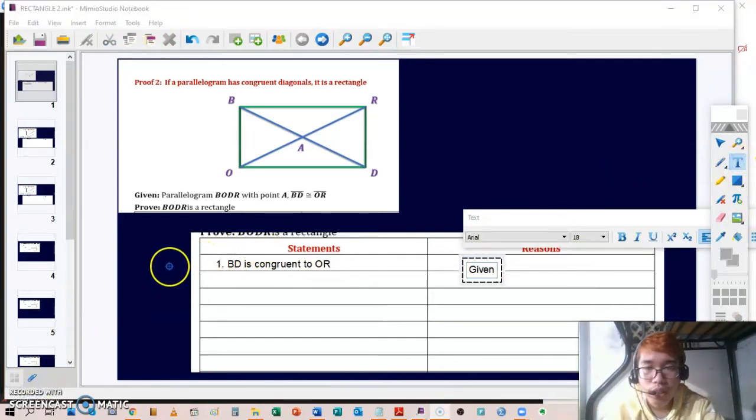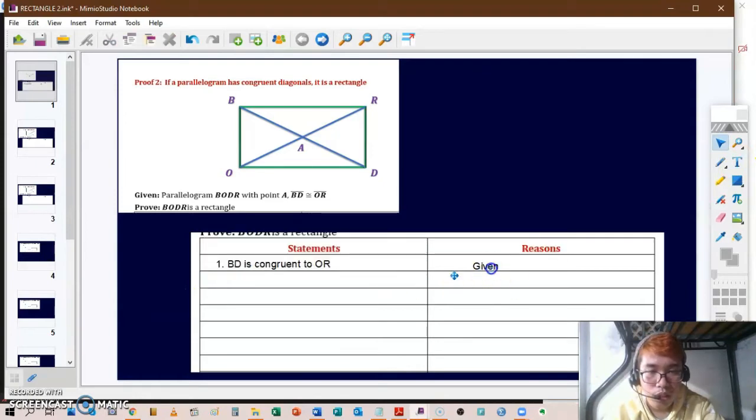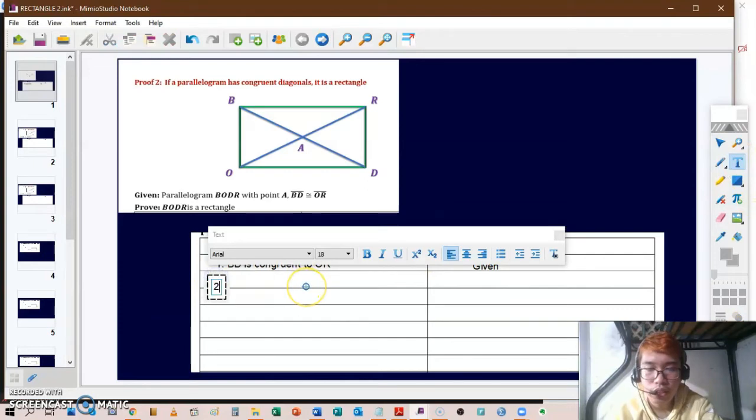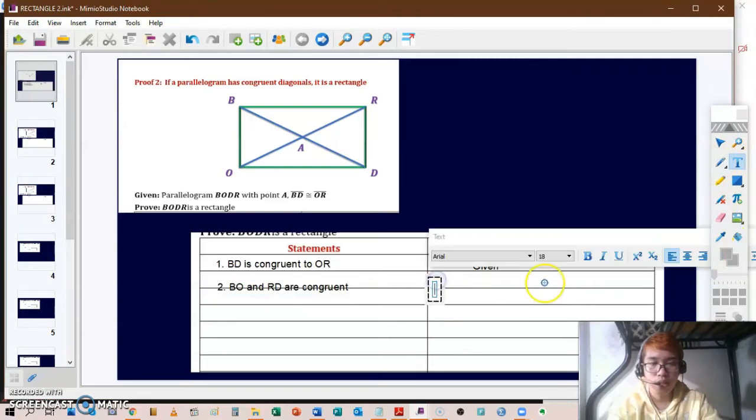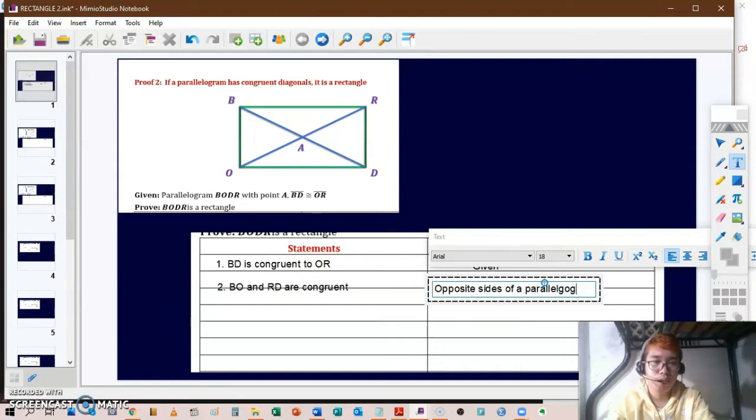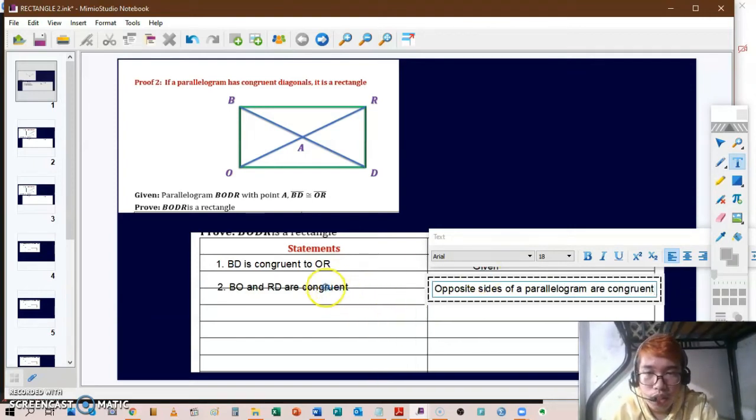After which, we can state here at number 2 that segments BO and RD are congruent, because the opposite sides of a parallelogram are congruent.